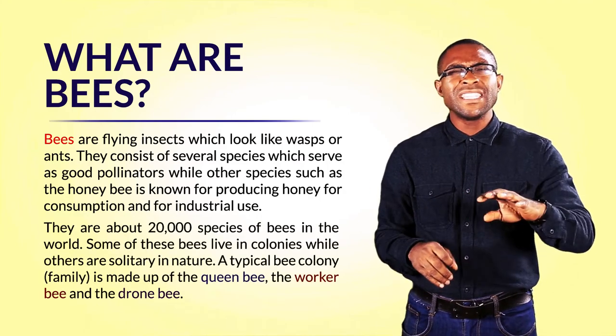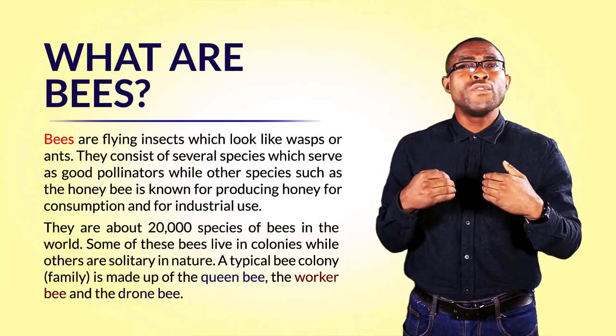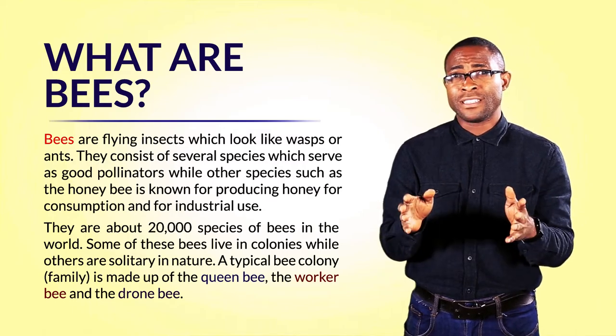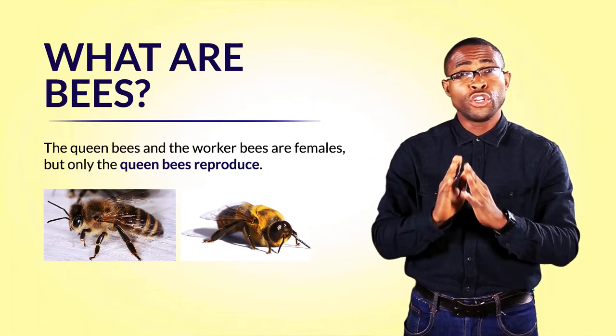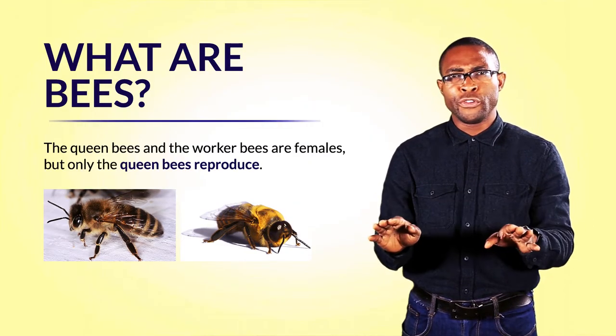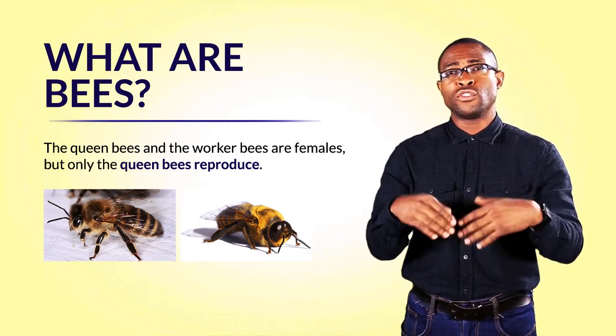There are about 20,000 species of bees around the world. And these bees come with their own economic importance. Now, a typical bee family, known as the bee colony, is made up of just the queen bee, the worker bee, and the drone bee. The queen bee and the worker bee are females, but only the queen bee reproduces. The function of the queen bee is just to reproduce. It does not work. It doesn't do any other thing. The function of the queen bee is just to give birth.